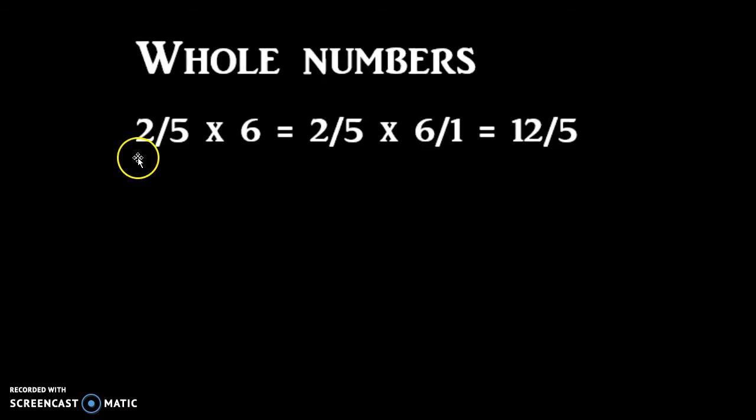You may be wondering, what if you wanted to multiply a fraction by a whole number? First you would put that whole number over 1. So here it's 6, so you would do 6/1, and then you just do normal multiplication. 2/5 times 6/1, and that would be 12/5. So there you go, that's your answer.